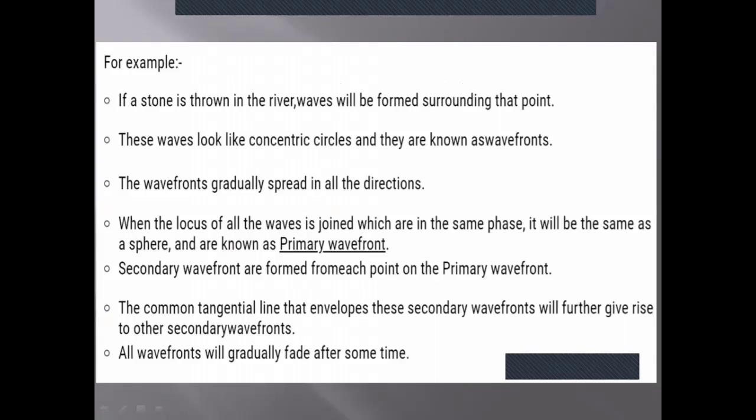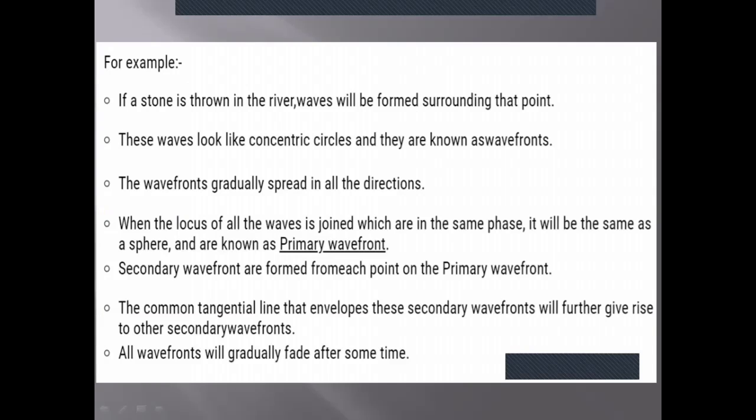For example, if a stone is thrown on a river, waves will be formed surrounding that point, which we have already seen in the animation form. These waves look like concentric circles and they are known as wavefronts. These wavefronts gradually spread in all directions. When the locus of all the waves which are in the same phase is joined, it will be the same as a sphere and is known as the primary wavefront.